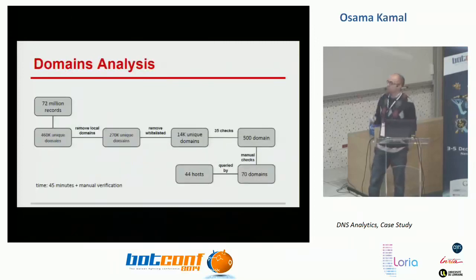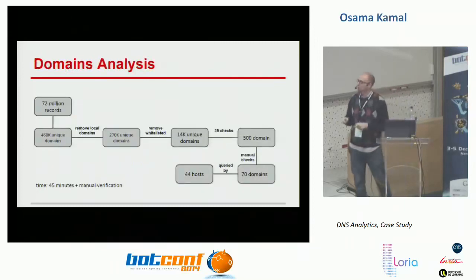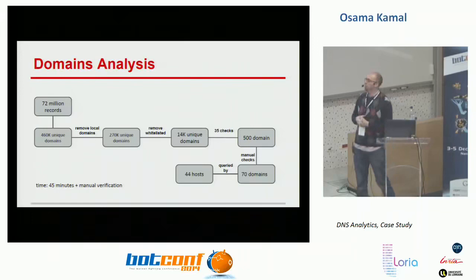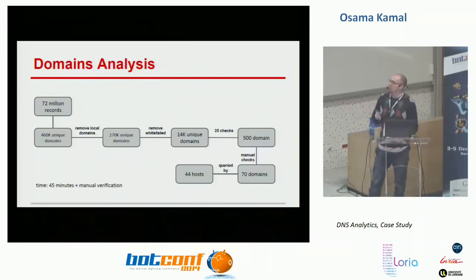In terms of domains, from the 72 million records, we have like 14K unique domains out of it. So it's not bad to start with analyzing. And then we do the analysis. We get like 500 domains, and these 500 domains were one of the biggest cases that we have seen. Usually we have like 100, 200 domains. So this case was 500.